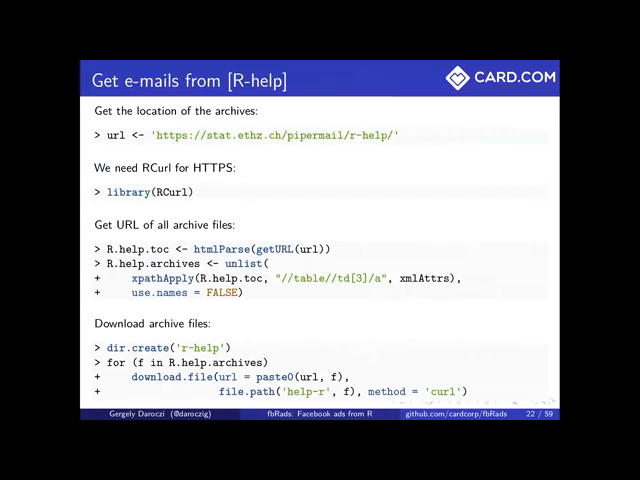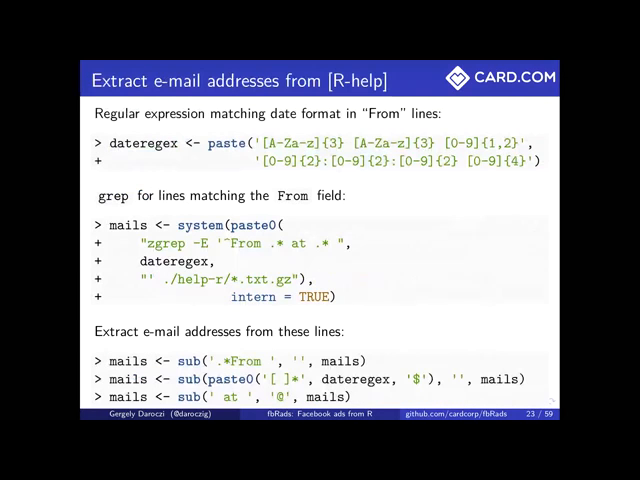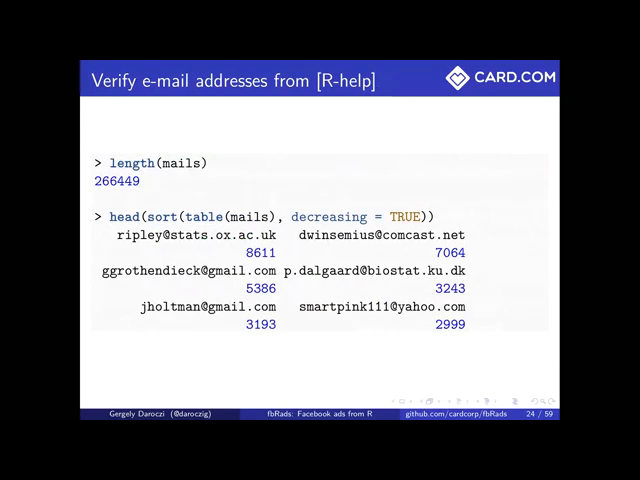So the next idea was to check the R help mailing list archive. I just went to this homepage. From the table of contents, I could find the URLs of all the archives. I downloaded those. You will be able to review the actual R script later from the slides. I applied some regular expressions to look for the from field. I extracted the email addresses, and they have like 270,000 email addresses in a few minutes.